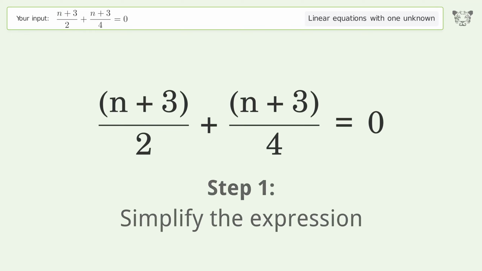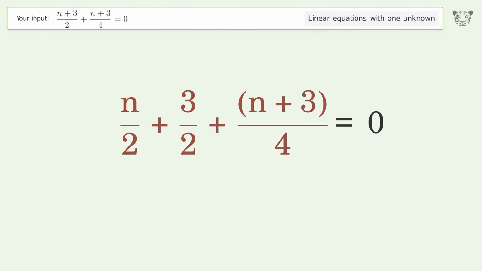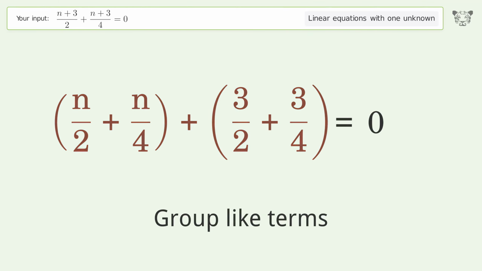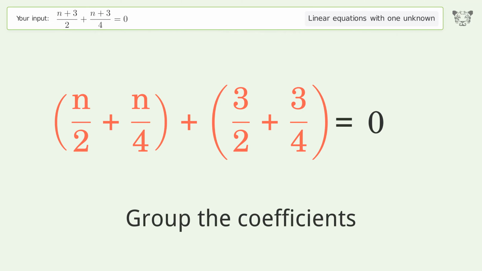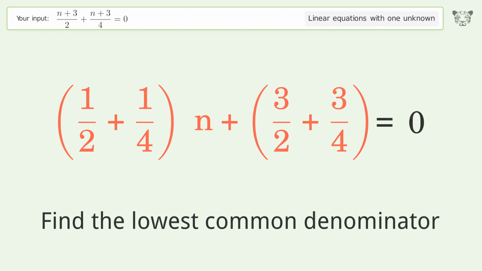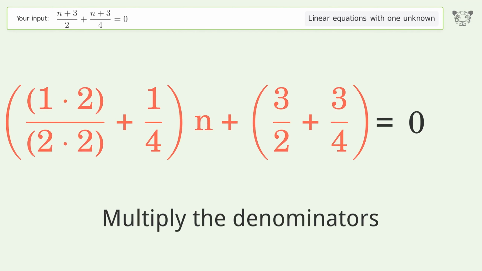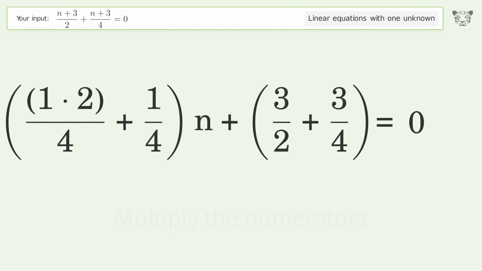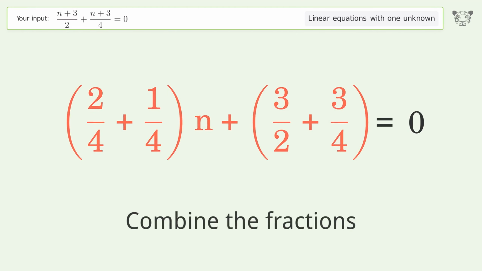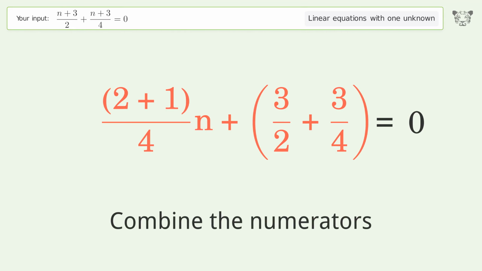Simplify the expression. Break up the fraction. Group like terms. Group the coefficients. Find the lowest common denominator. Multiply the denominators. Multiply the numerators. Combine the fractions. Combine the numerators.